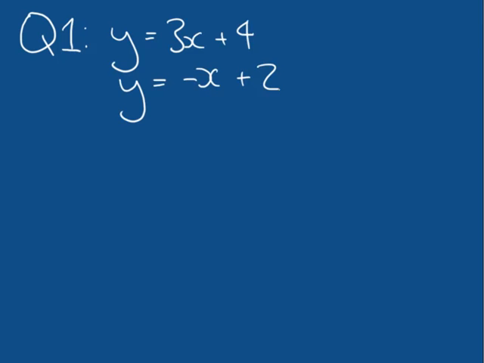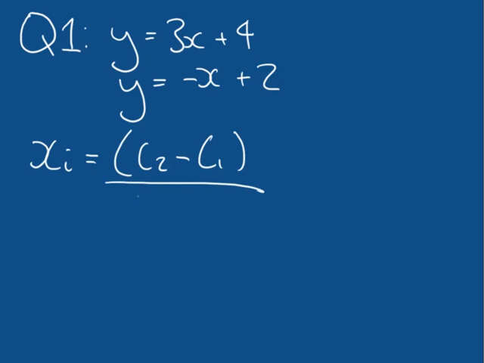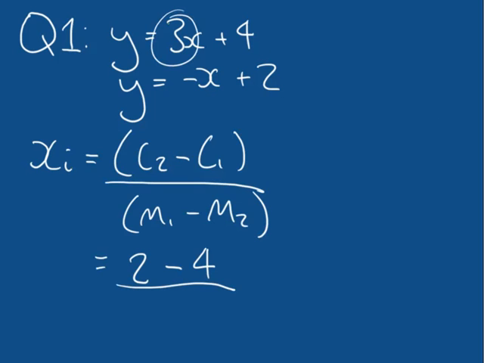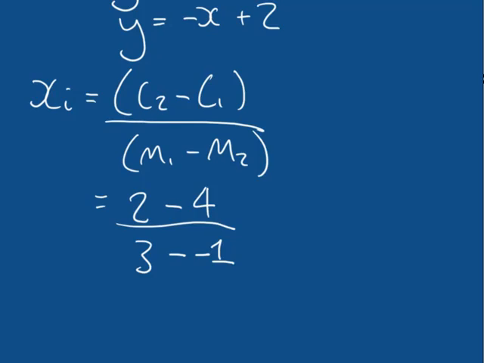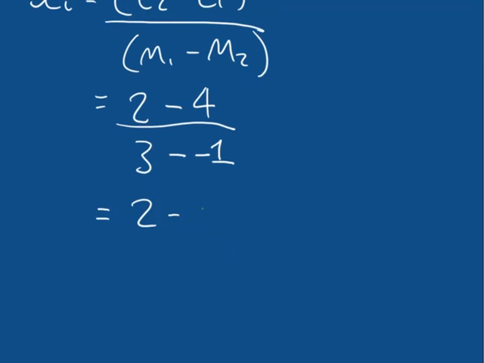Okay, welcome back everyone. So if you recall our equation to find xi, that's equal to c2 minus c1 divided by m1 minus m2. So we can plug numbers into this now. So it's equal to c2 is 2 minus c1 is 4 divided by m1 is 3 minus m2 is minus 1, so minus 1, which becomes 2 minus 4 over 3 plus 1.